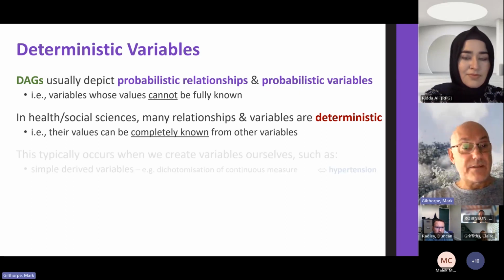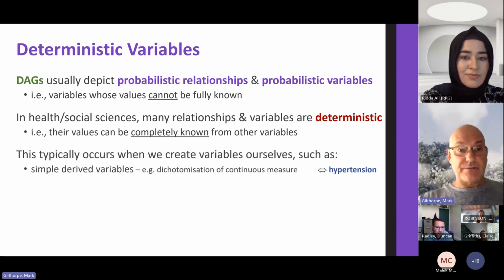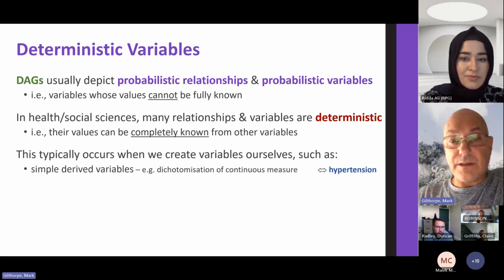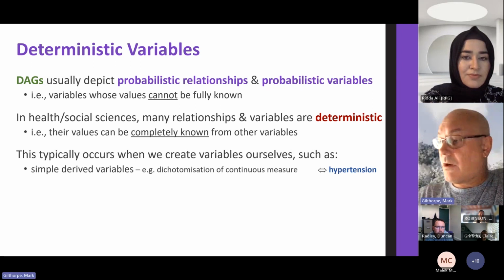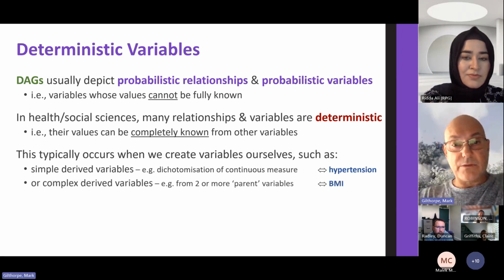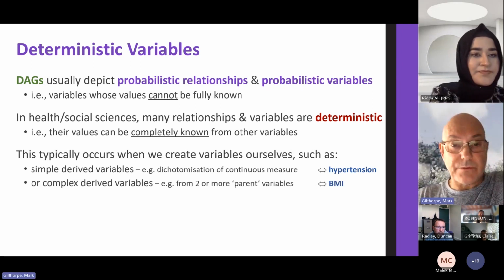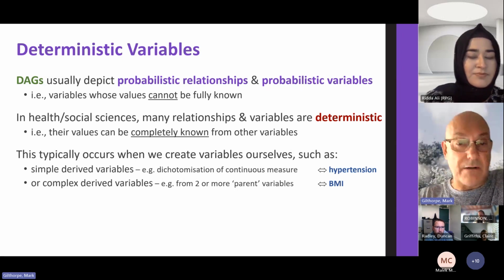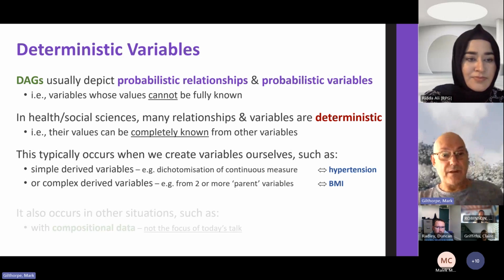These may be simply generated, constructed. For example, the simplest being taking a continuous measure and dichotomizing it. There are more complex examples, and the most relevant perhaps to obesity research is that of BMI, where it's constructed from two parent variables, weight and height.